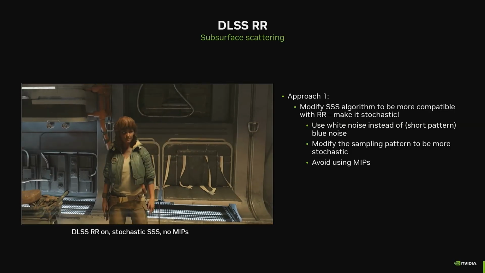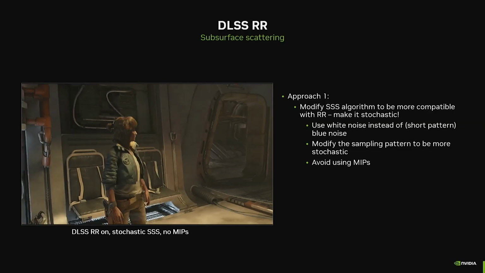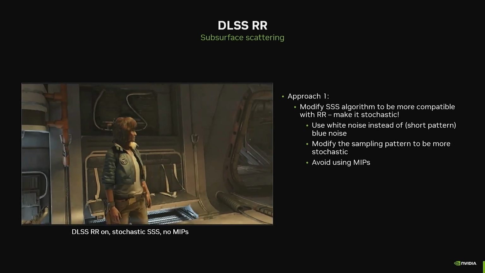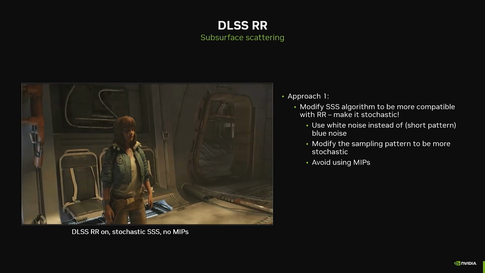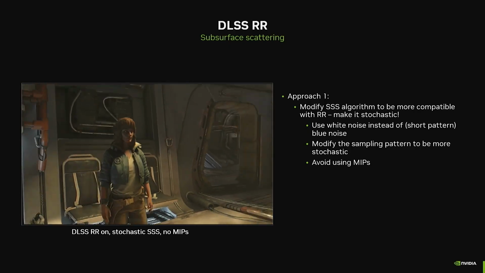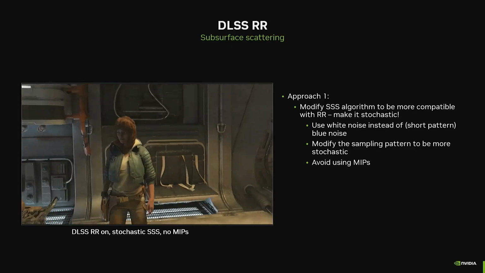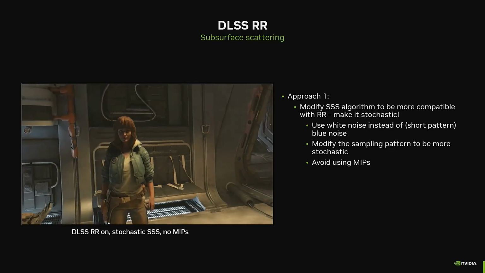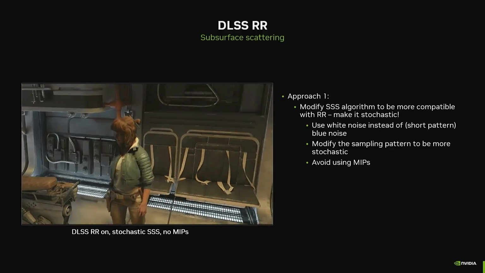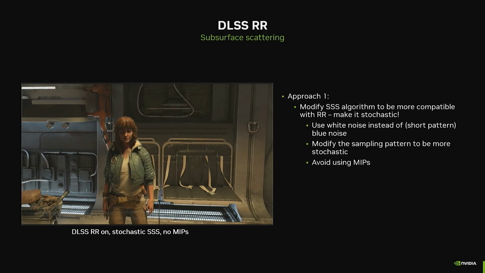So use white noise and then don't use MIB levels. Make sure that the sampling pattern is stochastic, good. And this is what we get. It's much better already. I don't think you can spot any noise on her face. But you know, this needs some algorithmic changes, so that's always a bit annoying.